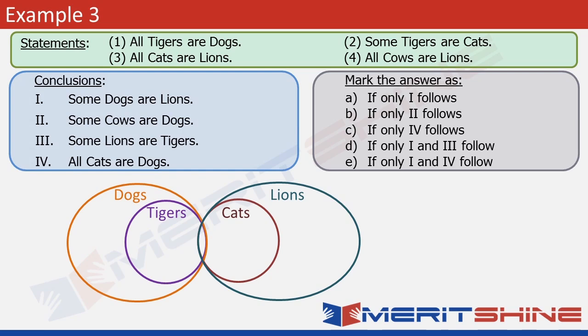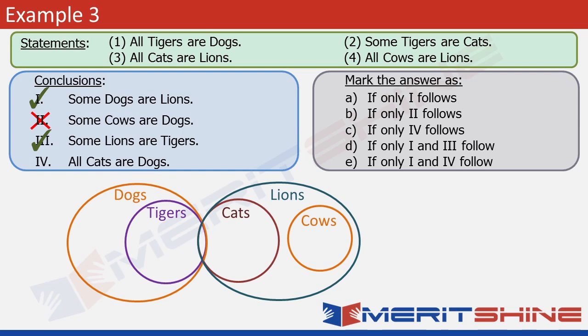All cows are lions. So it means that all cows are to be drawn within lions. Something like this. We ensured that cows does not intersect with cats. They could, that's a possibility, but we do not know, so we don't put it there. So that's minimum possible overlap. Now we can answer the questions very easily. Look at the conclusions. 1. Some dogs are lions. It follows. 2. Some cows are dogs. It does not follow. 3. Some lions are tigers. Yes, it follows.